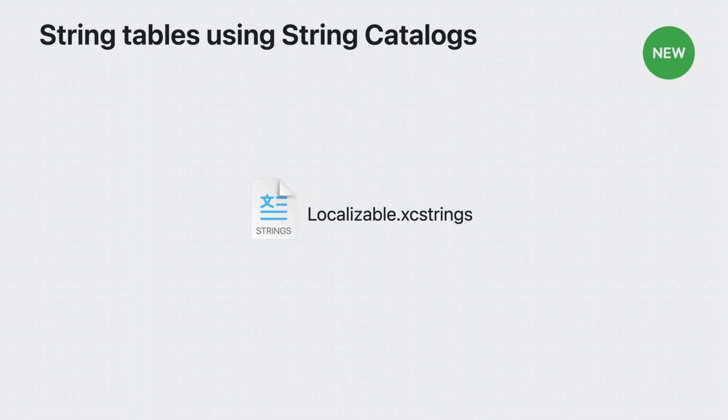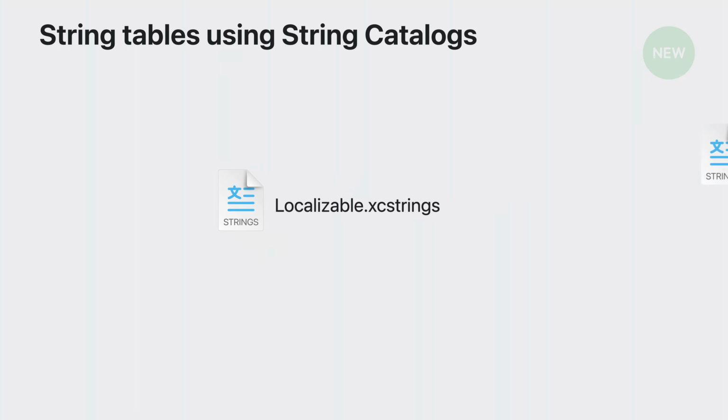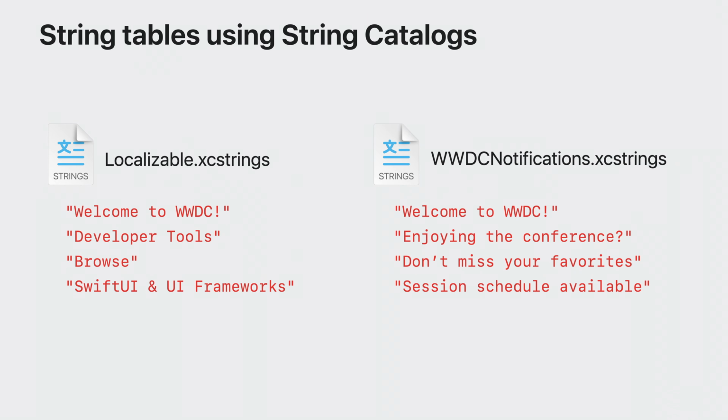This includes all translations and extra metadata for each localizable string in that table. If you'd like to organize your strings into multiple string tables, you can create multiple string catalogs. Each catalog holds the string keys belonging to that table, along with their translations in every language your app supports. Although keys are always unique within their containing table, there is no requirement that keys be unique across tables.